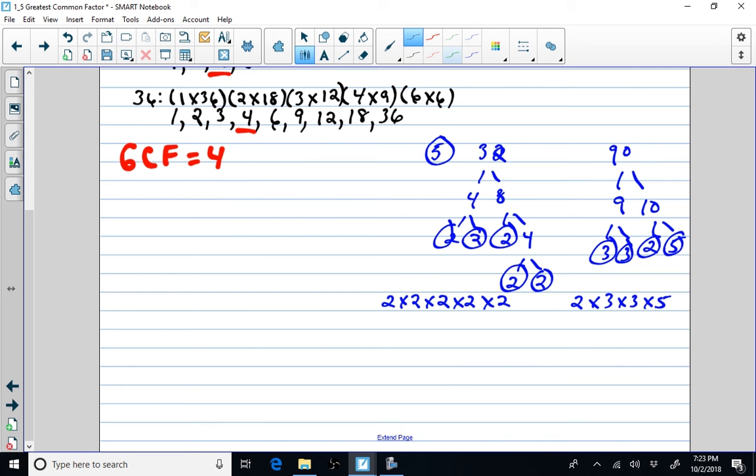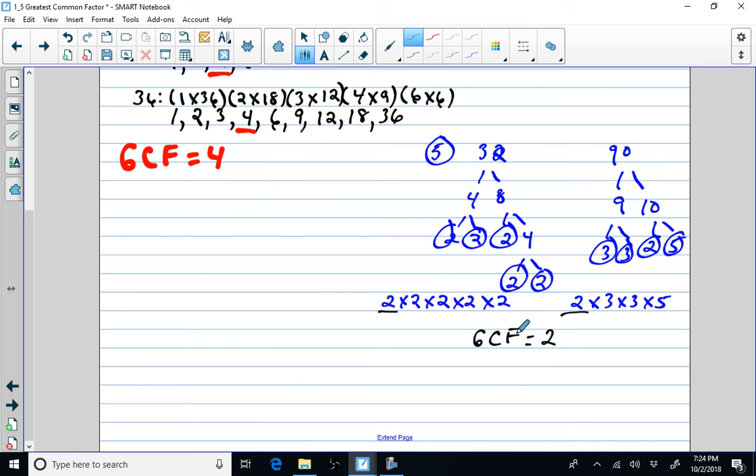We look for the factors that are common to each set of numbers, right? And it looks like I just have a 2 here, and I have a 2 here, and that's it. That's the only factor that is common to both sets of numbers, so the greatest common factor of 32 and 90 is 2.